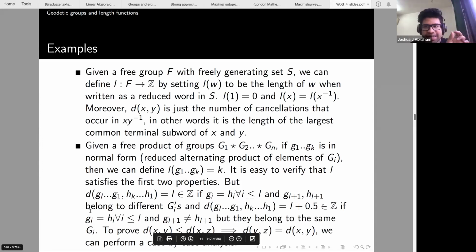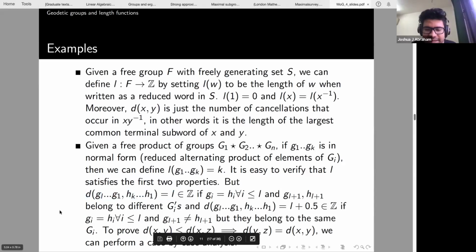If the L plus 1th letter is distinct, but they belong to the same group GI, then it turns out that d of x comma y is L plus 0.5. But if they belong to different GIs... oh, that is an error. Sorry. If they belong to the same group, the distance is L plus 0.5. But if they belong to different groups, the distance is actually L.